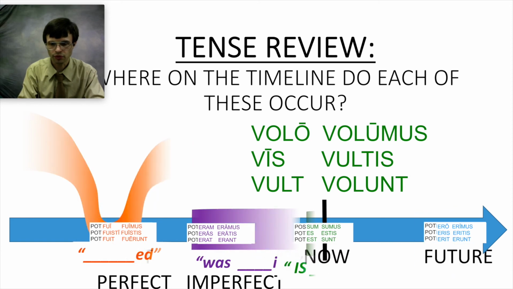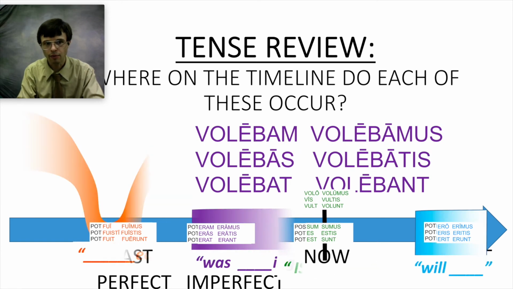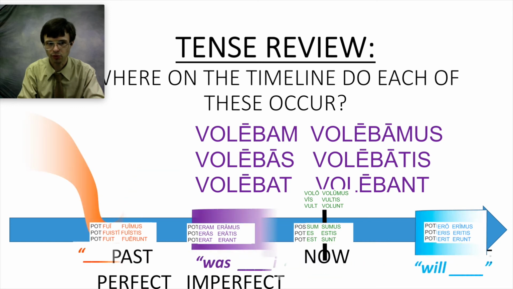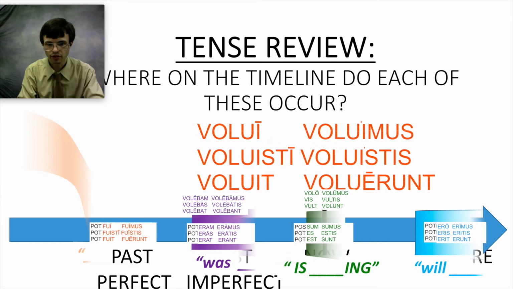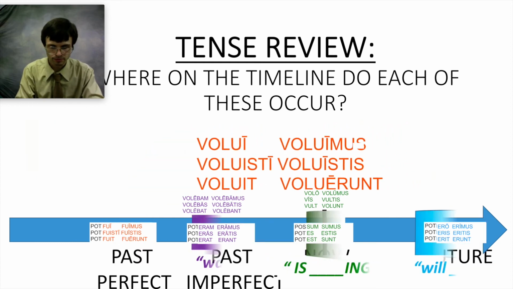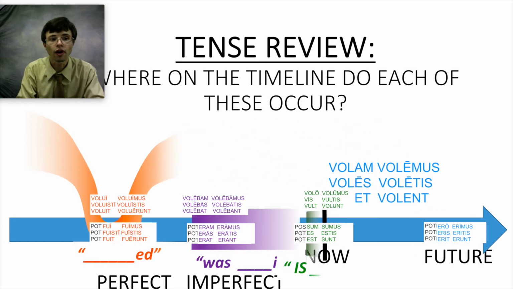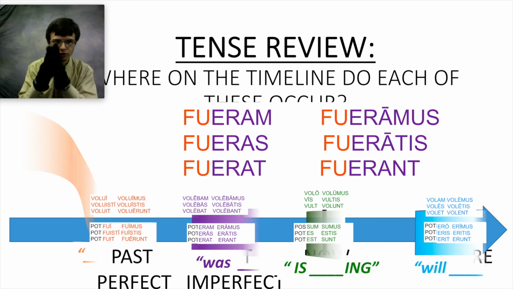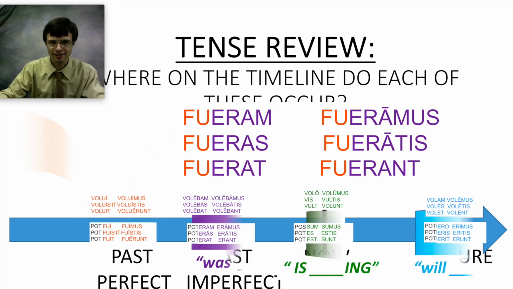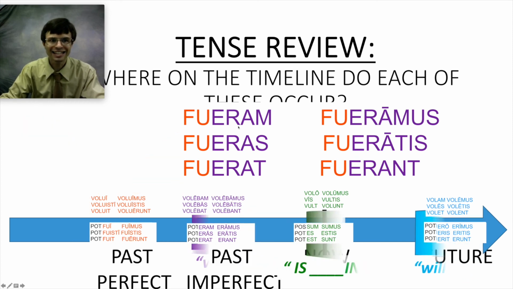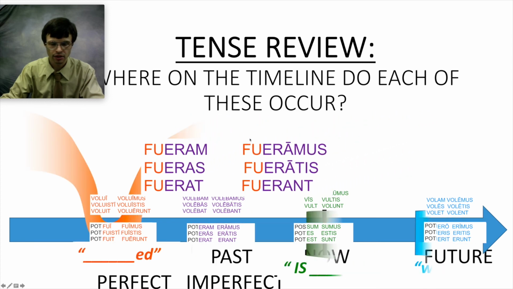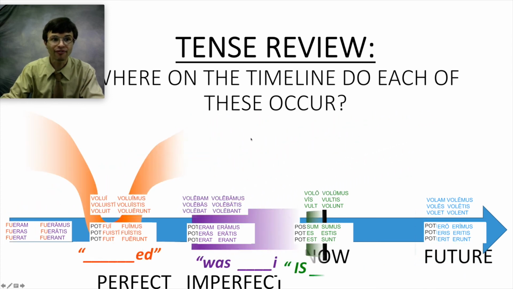And then the verb to want. Volo, vis, vult, volumus, vultis, volunt, present. Volebam, volebas, volebat, volebamus, volebatis, volebant, imperfect. Volui, voluisti, voluit, voluimus, voluistis, voluerunt, perfect. Volam, voles, volet, volemus, voletis, volent, future. Okay, and then this one, which is new, so take a look at it and tell me what tense it is. Yep, this is your verb to be in the pluperfect. I had been, you had been. I had been happy. Fueram felix.